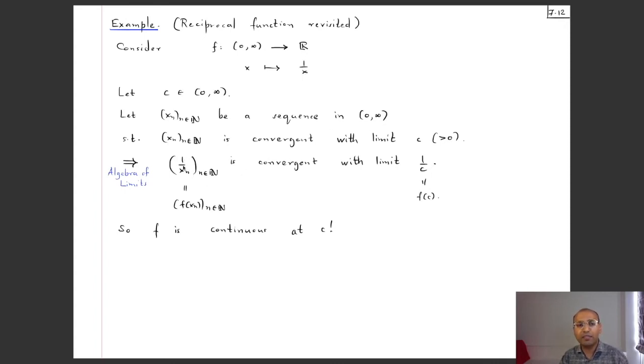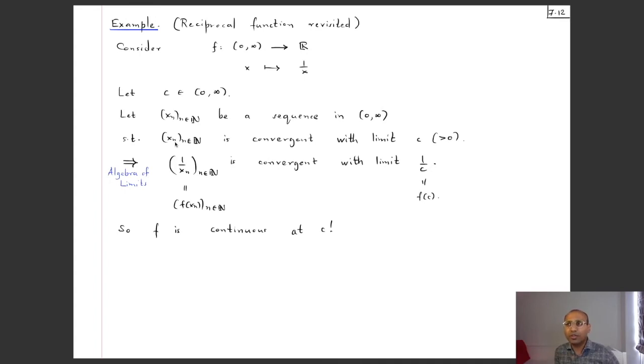So f of xn will be 1 by xn. Okay, and the question is, does 1 by xn converge to f of c? What's f of c? 1 by c. C is also positive, so 1 by c is defined. So the question is, given that xn converges with limit c, does 1 by xn converge to 1 by c?